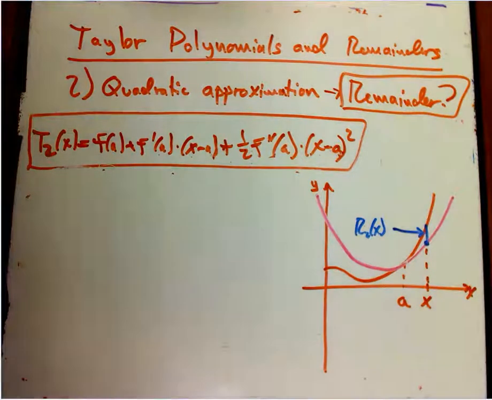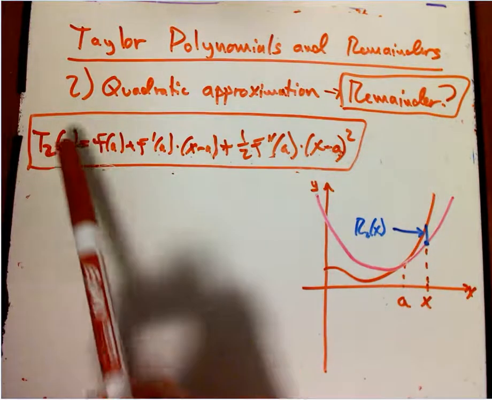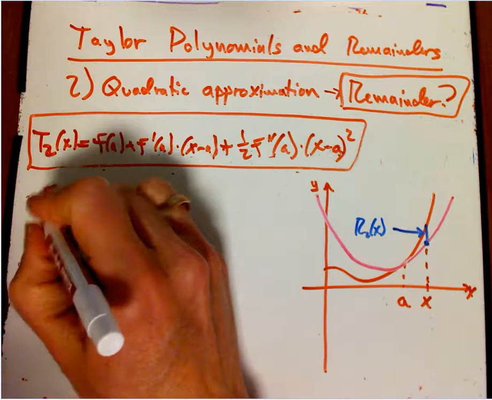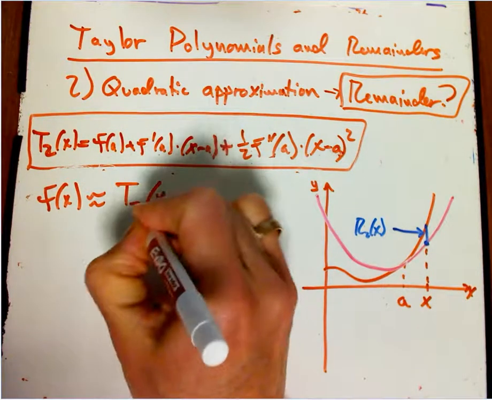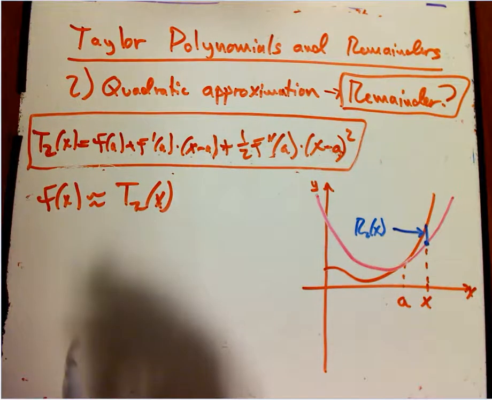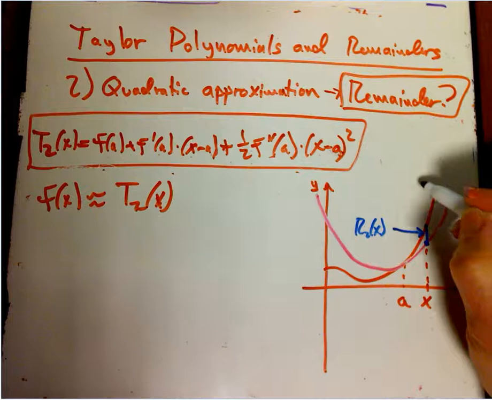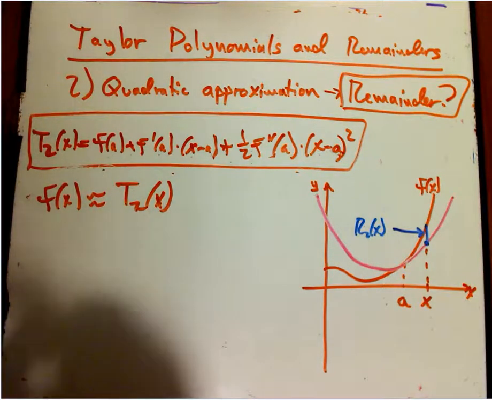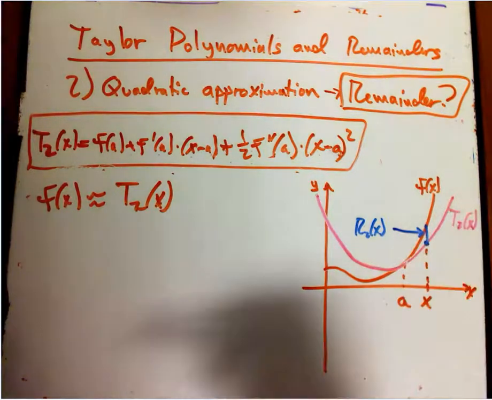So we want to know about the remainder story for the quadratic Taylor polynomial. We want to be able to say something more than simply f of x is approximately T2 of x. So the thing to ask is, why isn't it perfect? We have some function f of x here. We have its Taylor polynomial. Why aren't they exactly equal?